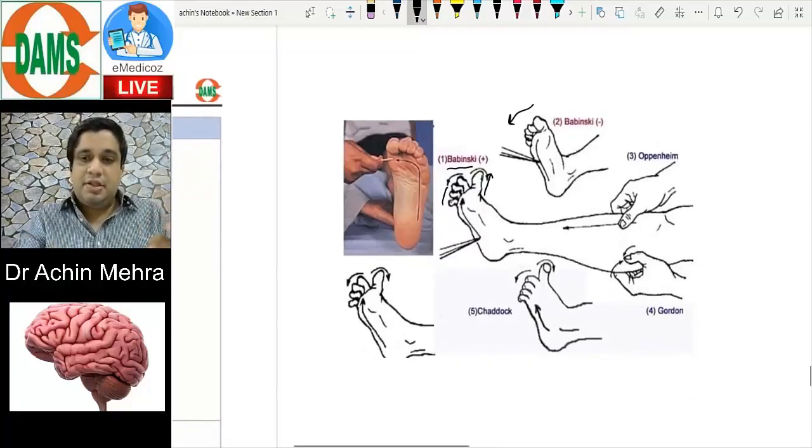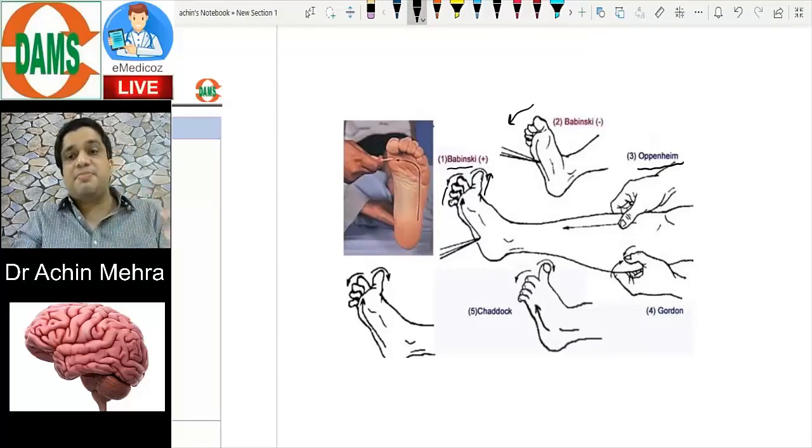Another thing is the open hand sign. We can elicit the same extensor plantar by pressing on the shin of the tibia like this downwards. So that's an open hand sign.